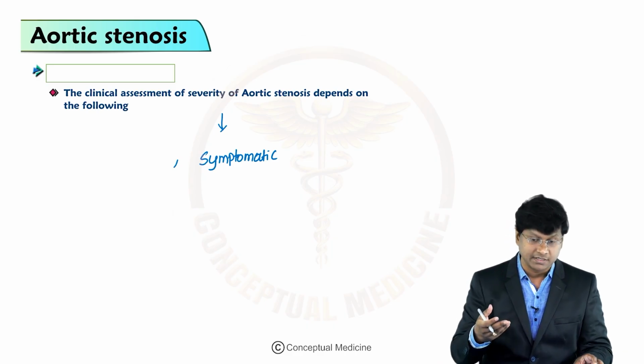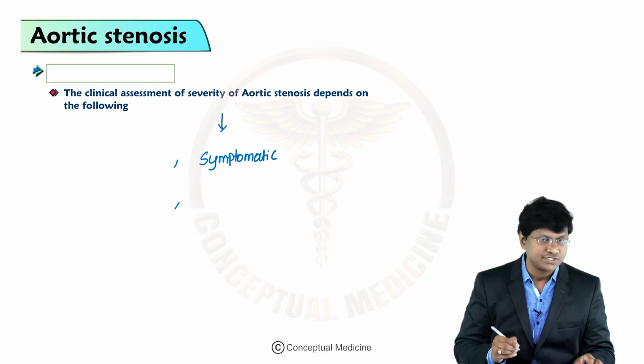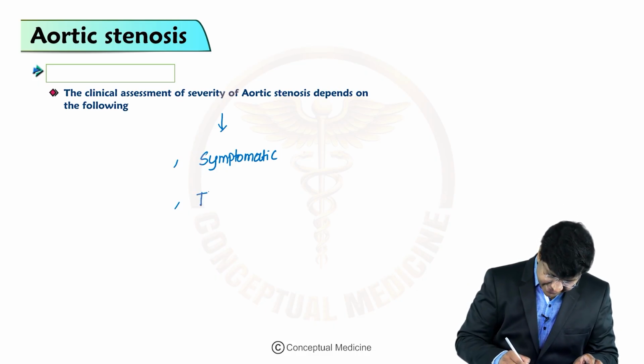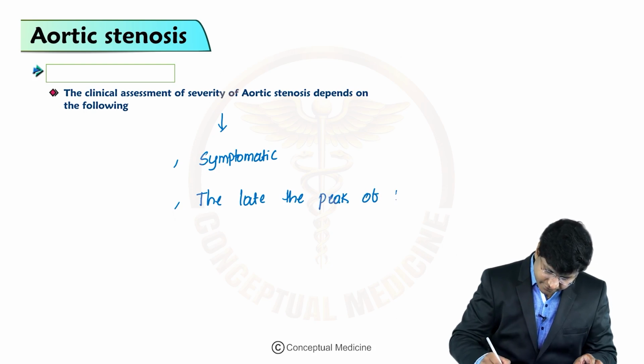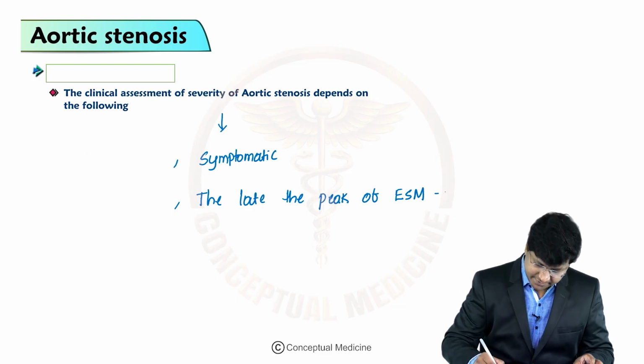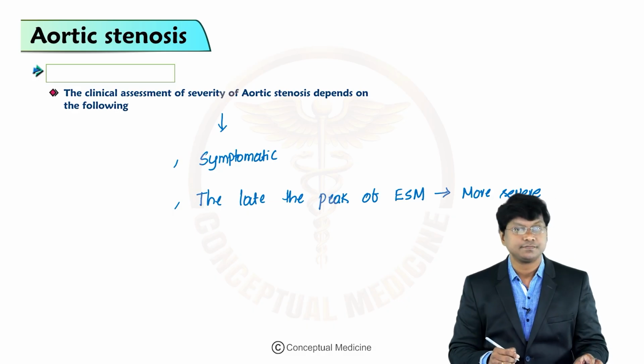And how can you diagnose that? That is by your two-dimensional echocardiography, okay? Another parameter which tells you about severe aortic stenosis is the peak of the ejection systolic murmur. The later the peak of the ejection systolic murmur, the more severe is the aortic stenosis, okay?